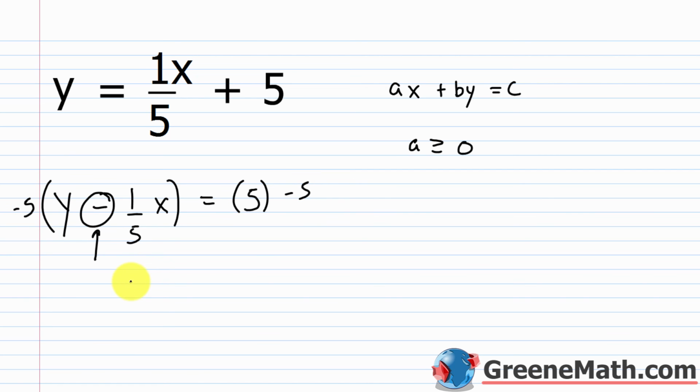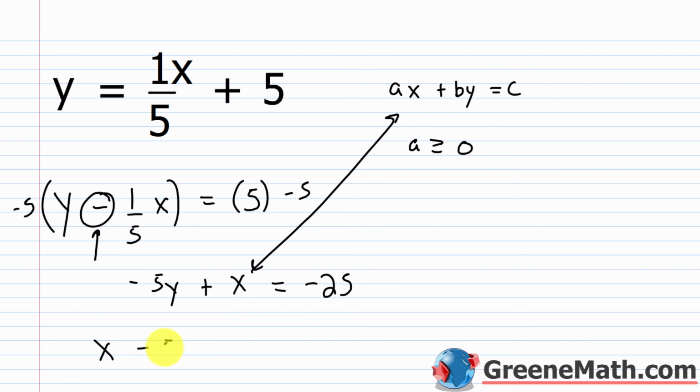-5 times y is -5y. -5 times -1/5 x is going to be plus x. You can put plus 1x if you want. It doesn't really matter. And this is going to equal 5 times -5, which is -25. Now you might say, well, this doesn't look like that. All you have to do is switch the order here. Remember, addition is commutative. So I could rewrite this as x minus 5y is equal to -25.